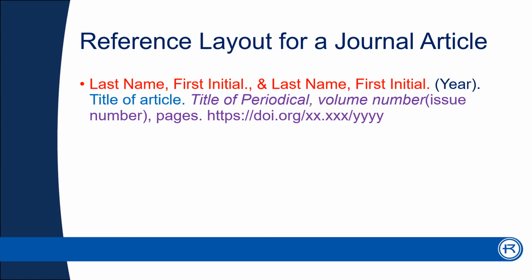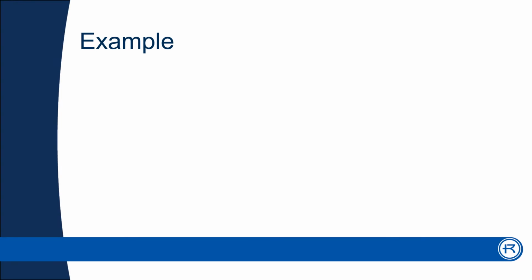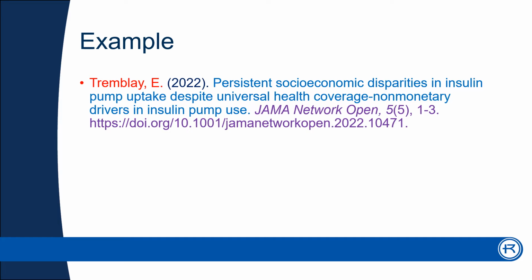Let's see an example of this in practice. Here we have an article from the JAMA network. We have the author's name here. We have the year provided. We have the title of the article in sentence case, which means the first word is capitalized but the rest isn't. And then we have the publication information, which is the publisher. It should always be italicized. Volume number should be italicized. Issue number should be in parentheses. And finally, the page range and the DOI.